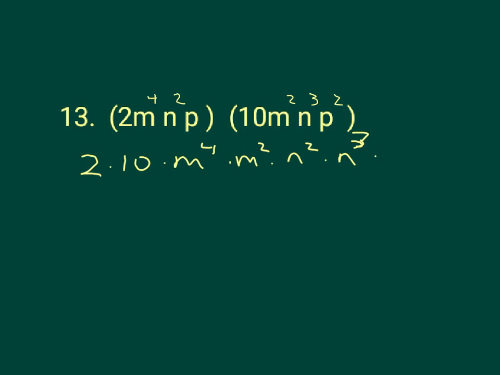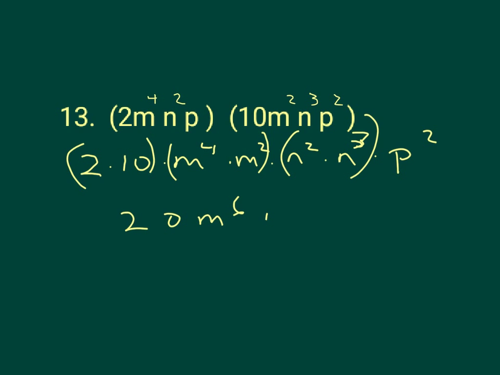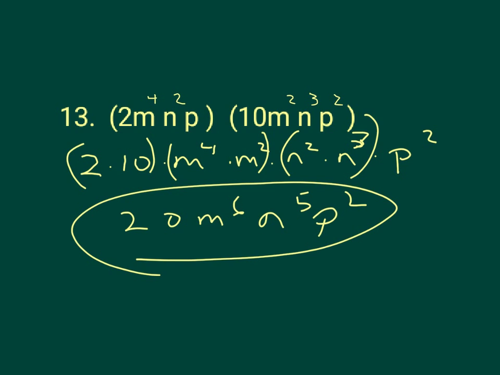That's a 3, and p to the 2nd power. I'm going to multiply these together and get 20. Multiply these together and get n to the 6th. Multiply these together and get n to the 5th, all times p to the second, and there is the answer. So it's just another way to organize your thinking.